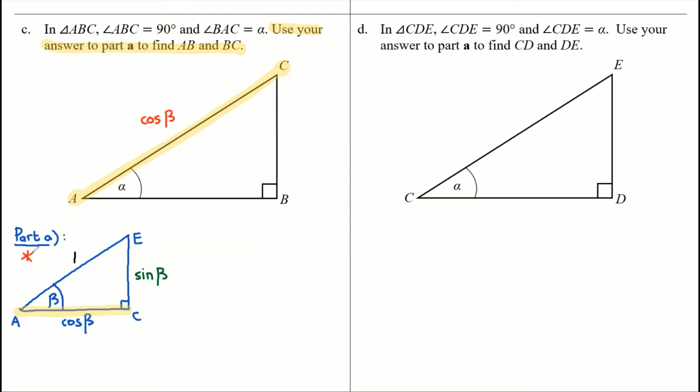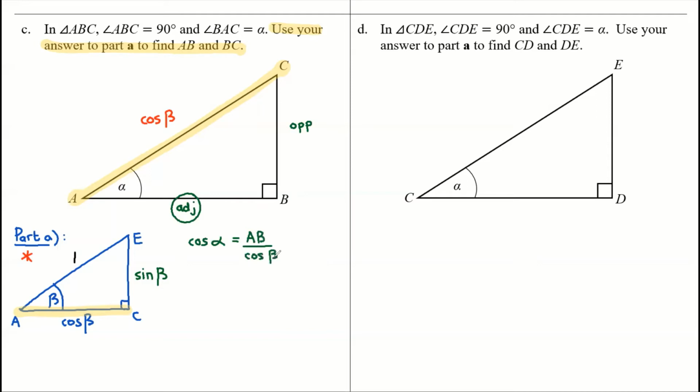So now we can use our SOHCAHTOA to find out what BC and AB are. All right. Now, if you're not comfortable with this, you can use the SOHCAHTOA rule. So once again, we have the opposite side over here. We have the adjacent side here. Now, if I want to find AB first of all, that's the adjacent side. We're going to be using cosine. So this means that the cosine of alpha is going to equal the adjacent side, which is AB, over the hypotenuse, which is cos of beta.